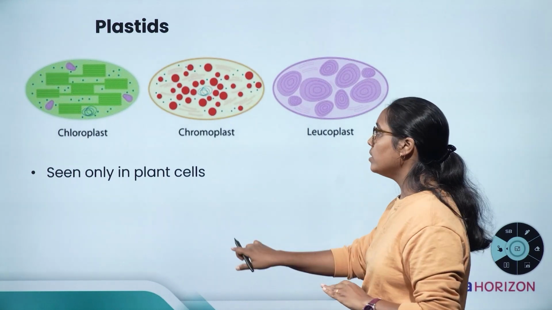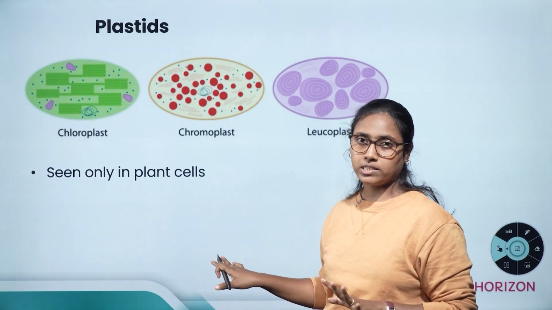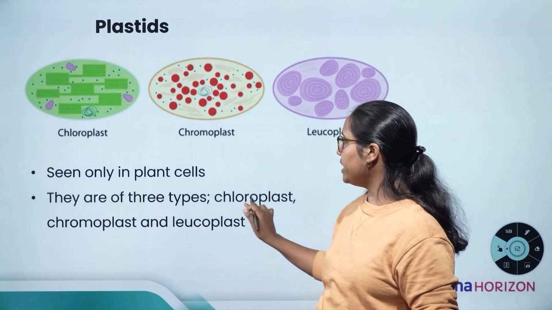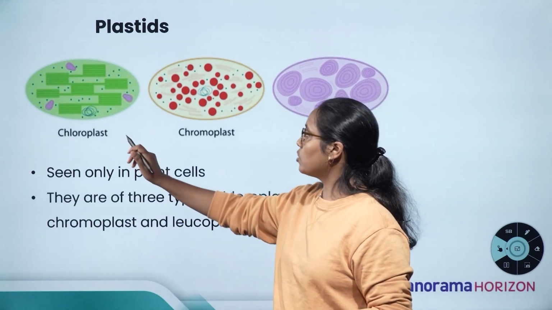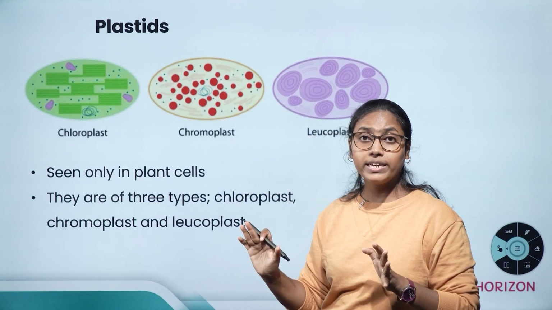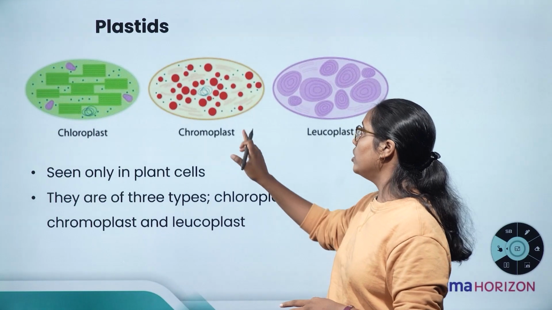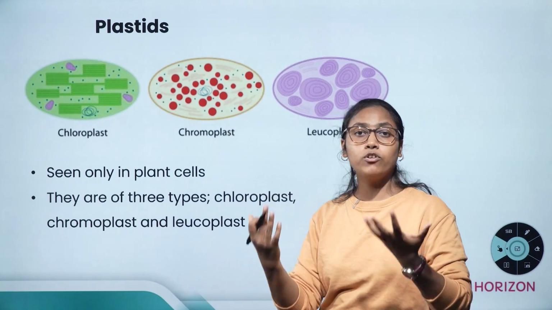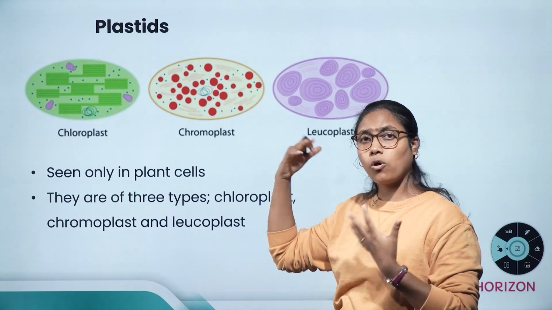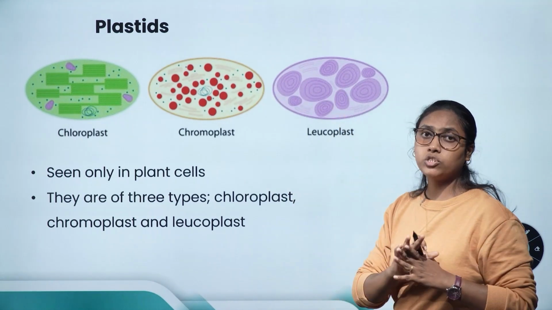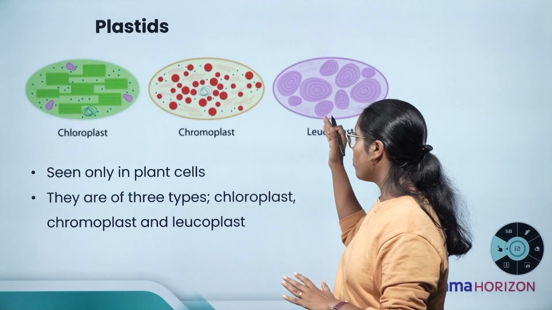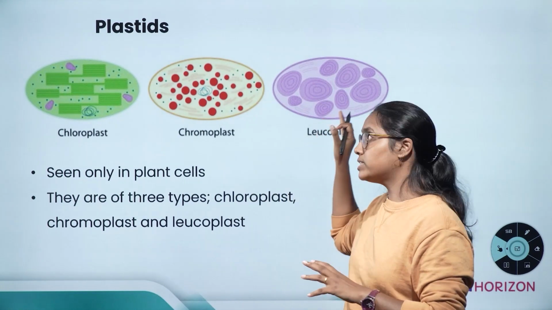Okay, now there are three kinds of plastids. You can see from the image itself that there are three kinds of plastids. One is chloroplast, which is green in color, which has chlorophyll in it, hence it is green. Chromoplast, which is a colorful plastid. It is of different colors, yellow, brown, orange, all different colors. Leucoplast, you will not find any color. It stores food in it, like protein, fat, starch, all these things are stored.